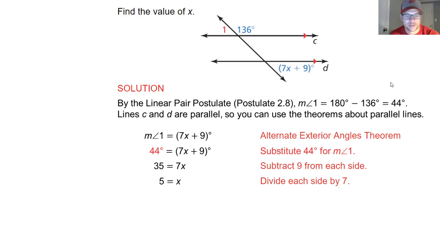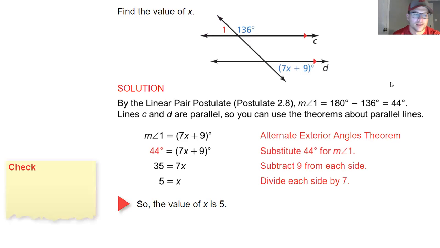And again, the directions just say find x. Doesn't say find that angle value. Sometimes it may say find that angle value, so that you would then have to plug it back in. Again, we're going to go ahead and check and see if we did it correct. We are going to plug that back in and see that 7 times 5 plus 9 does equal 44.